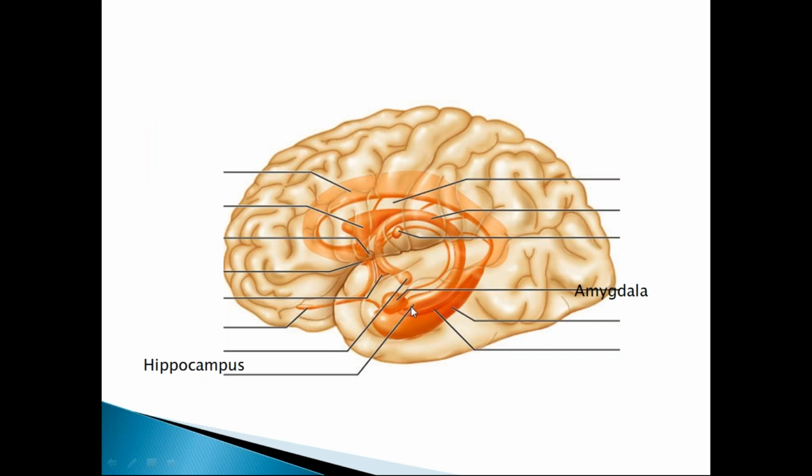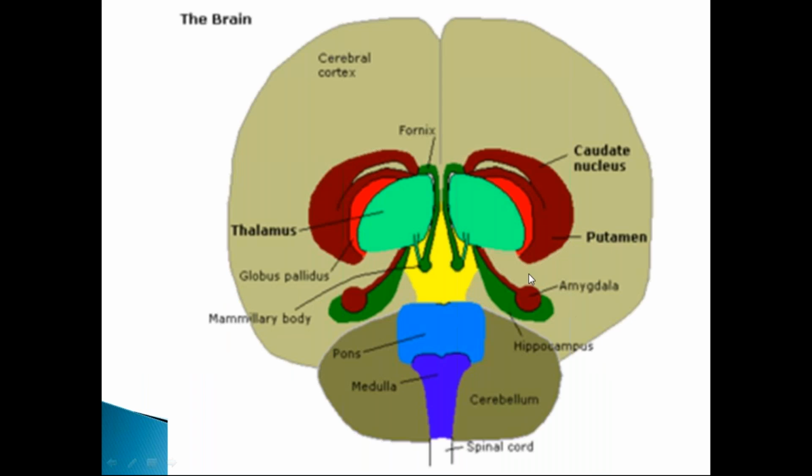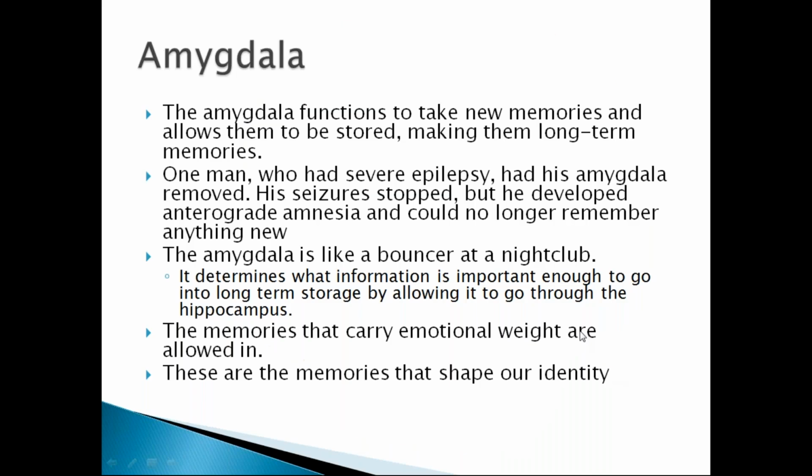And right here is your hippocampus. And in front of it is called the amygdala. And again, we have the hippocampus right here, and then the amygdala on top. Amygdala, what is that? Well, it functions to take new memories and allow them to be stored, making them long-term memories. One man who had severe epilepsy had his amygdala removed. His seizures stopped, but he developed anterograde amnesia and could no longer remember anything new.